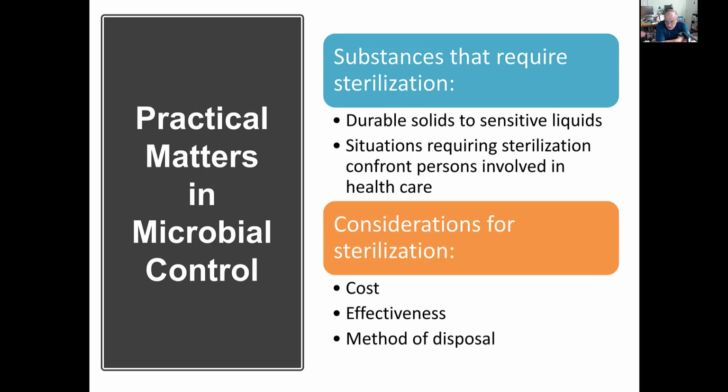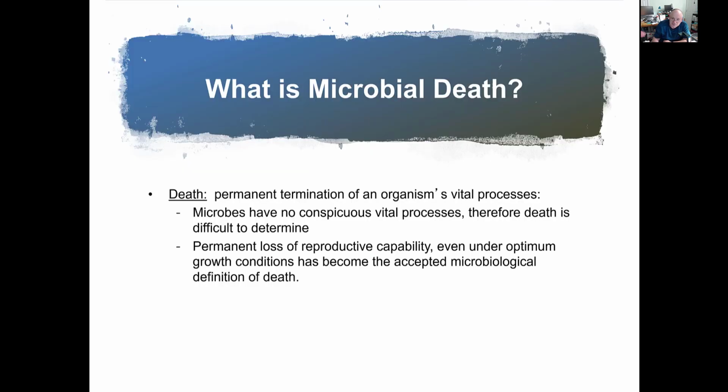So, substances that require sterilization range from durable solids to sensitive liquids. You've got to be careful about boilovers and all those things, so you have to exhaust them slowly so they don't boil over. And you have to do various things that are cost effective, and consider methods of disposal, all the sorts of things that you deal with. You want to use gamma radiation because there will be no residue, things like that, but it's expensive.